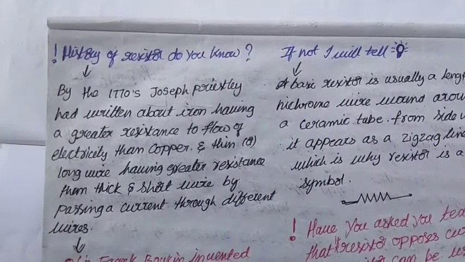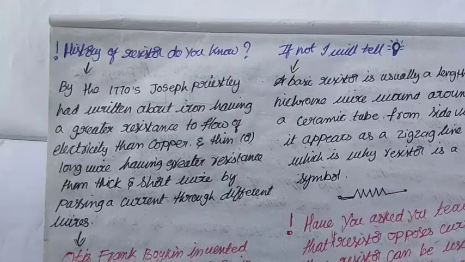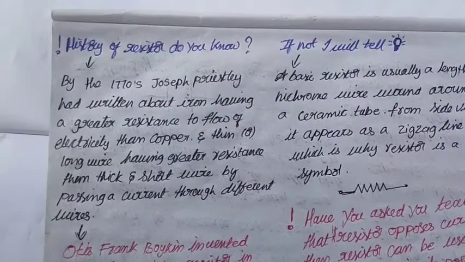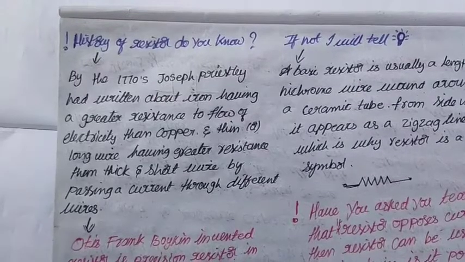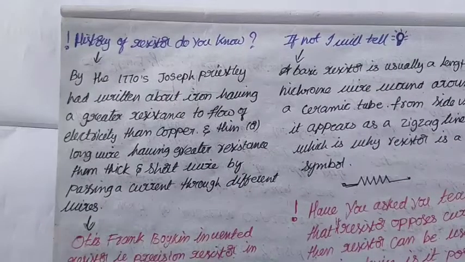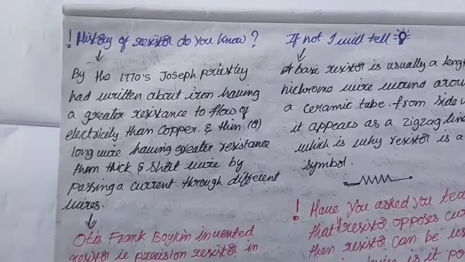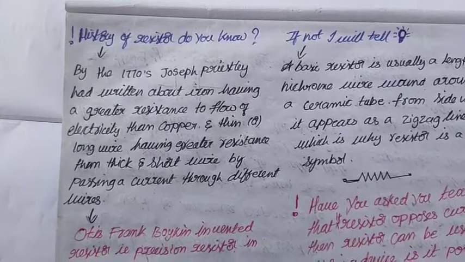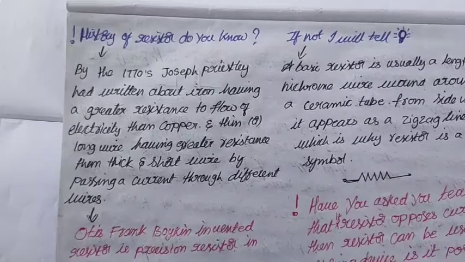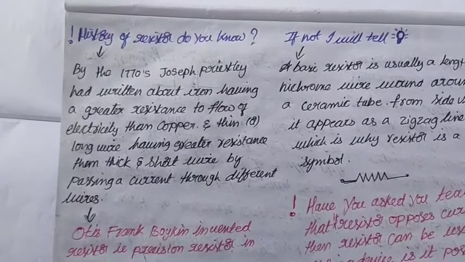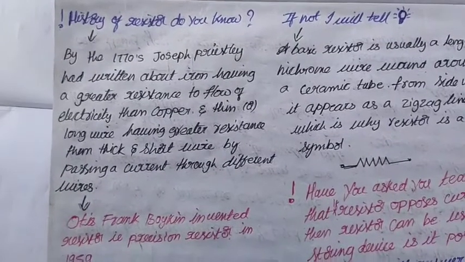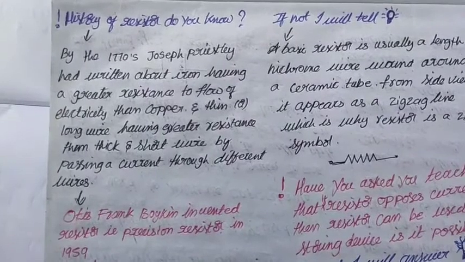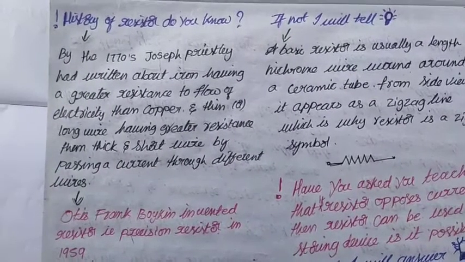Students, do you know the history of the resistor? Let's go by using a time machine. By the 1770s, Joseph Priestley had written about iron having a greater resistance to the flow of electricity than copper, and he also concluded that a thin, long wire has greater resistance than a thick, short wire, by passing a current through different wires. This led to the basic idea for the invention of the resistor.